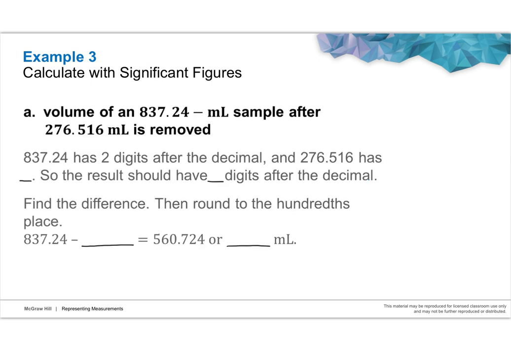First off, our subtraction example, 837.24 has two digits after the decimal, and 276.516 has three digits. So the result should have, remember we go with the lowest amount of sig figs after the decimal. So that's two digits after the decimal. So if we find the difference, 837.24 minus what we're taking out, 276.516, on our calculators, we get 560.724, but we need to round to two digits.